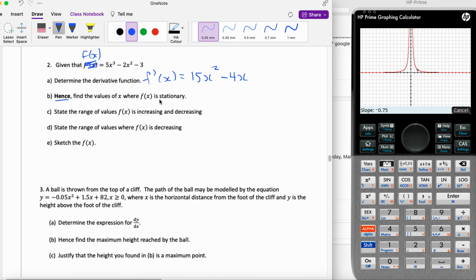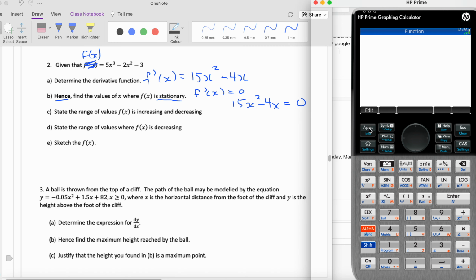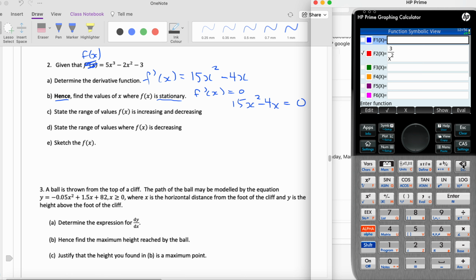Hence, find where it's stationary. This should sound repetitive a little bit by now. As soon as you hear stationary, you hear that the derivative is equal to 0. Okay, so what we're going to do is we're going to just set this to 0. Okay, we need the roots of this, don't we? Okay, let's go and graph it.